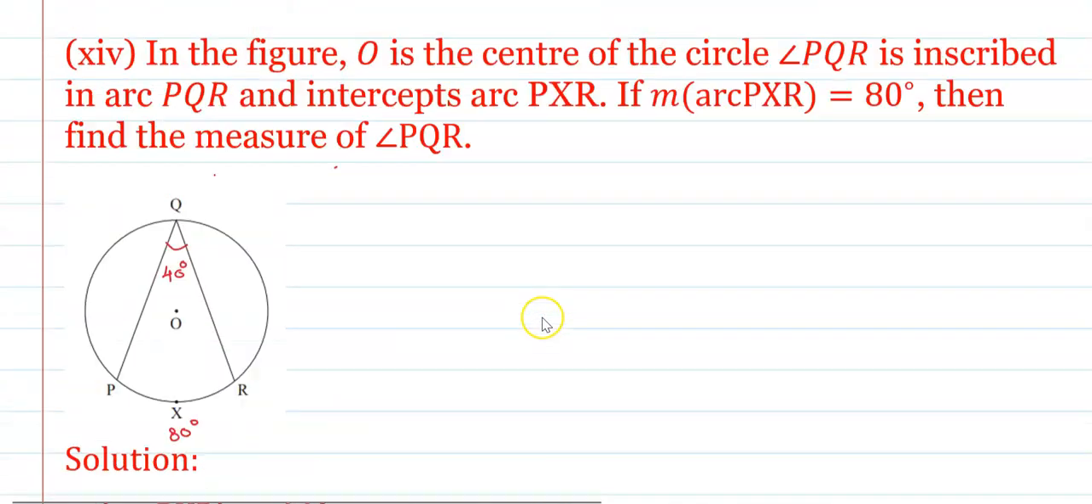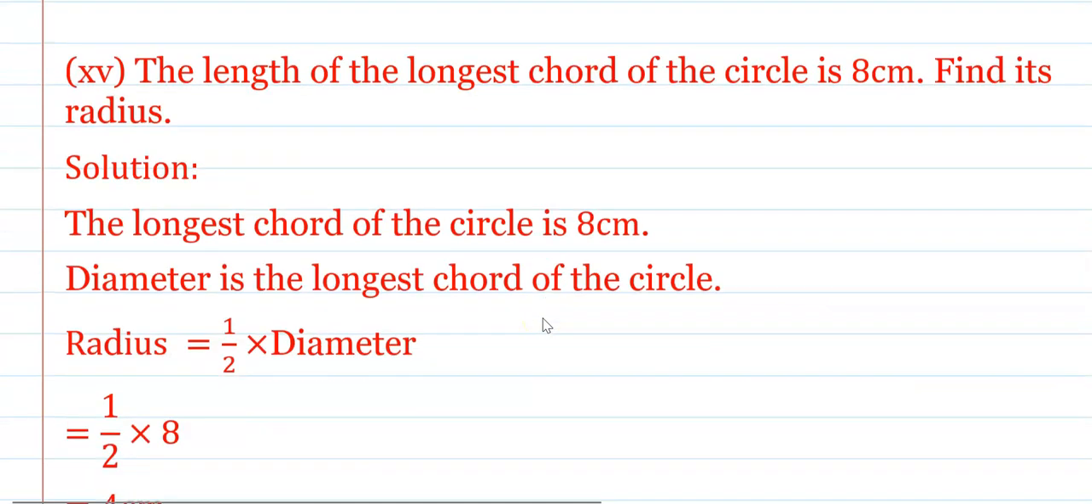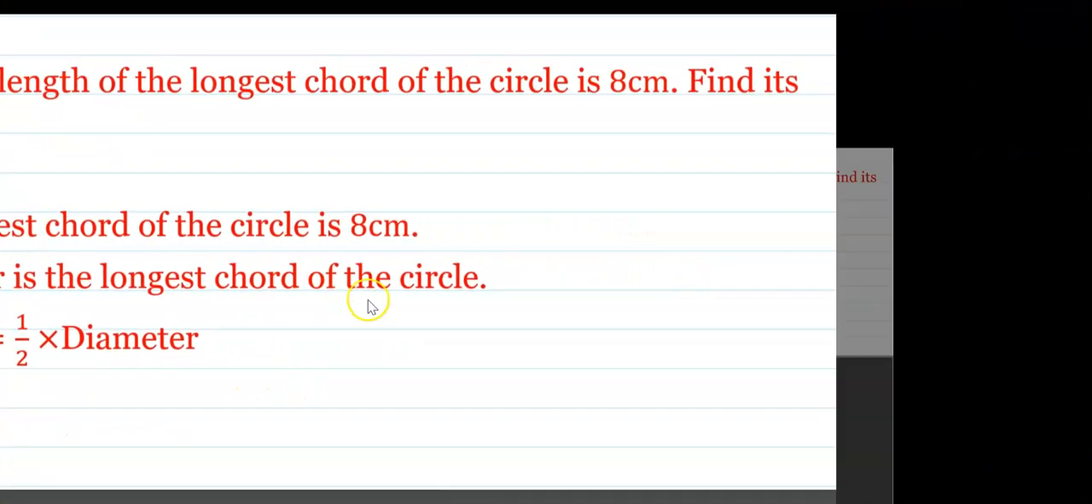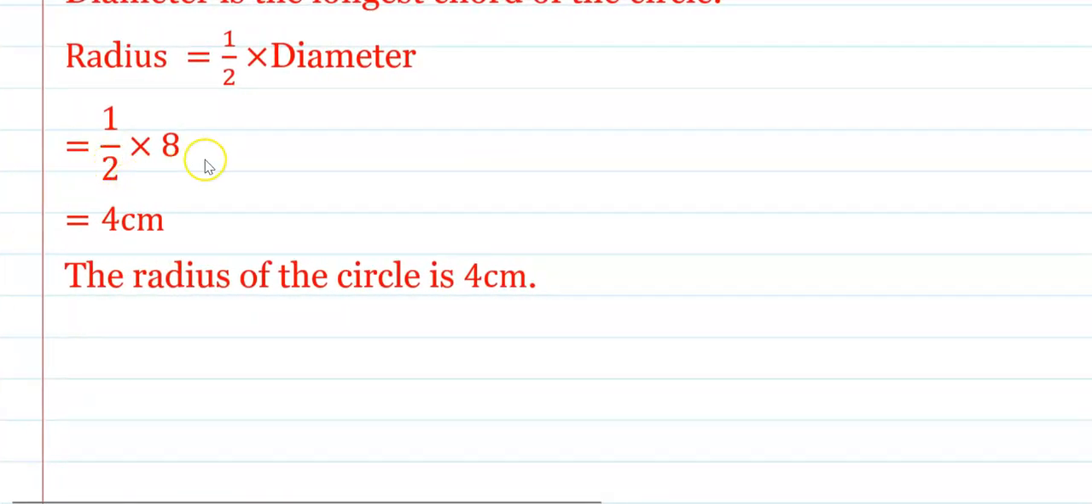Okay. Now the next question. The length of the longest chord of a circle is 8 centimeter. Find its radius. Now the longest chord of the circle is 8 centimeter. Diameter is the longest chord of the circle. And therefore the radius of the circle is equal to 1 upon 2 into diameter. The longest chord is the diameter. Therefore 1 upon 2 into 8 is equal to 4 centimeter. Therefore the radius of the circle is 4 centimeter. Okay.